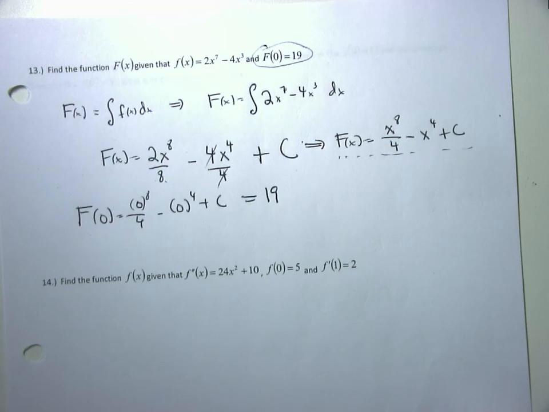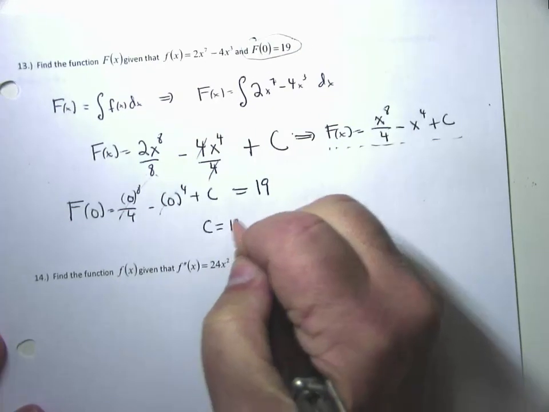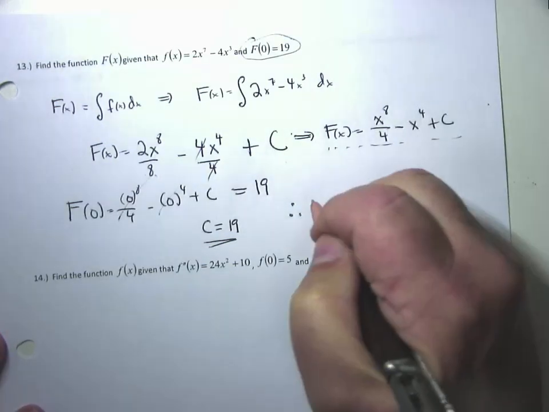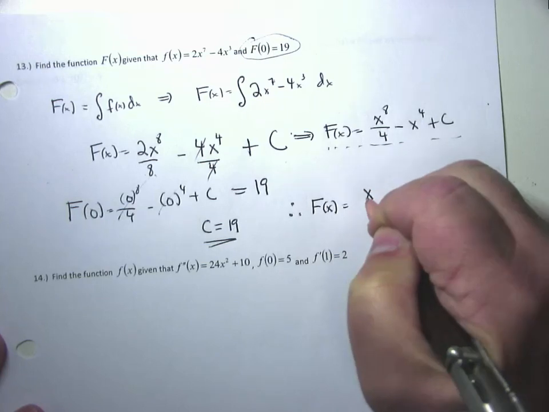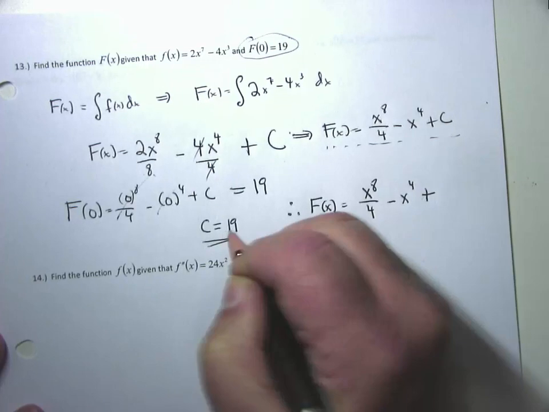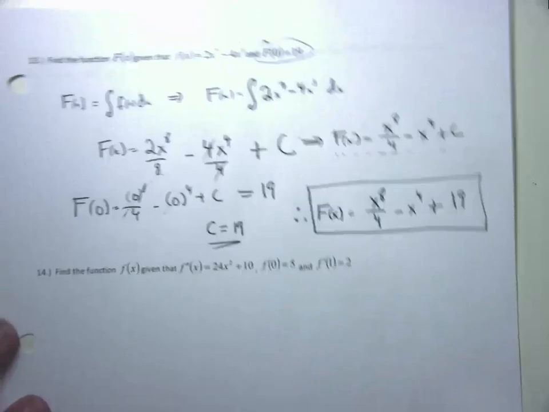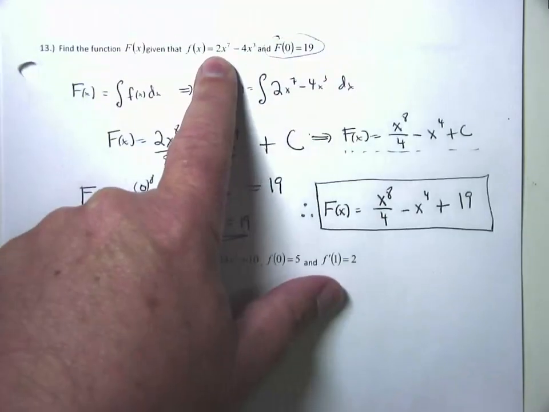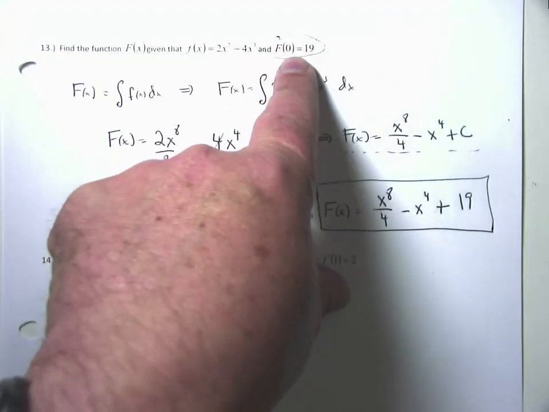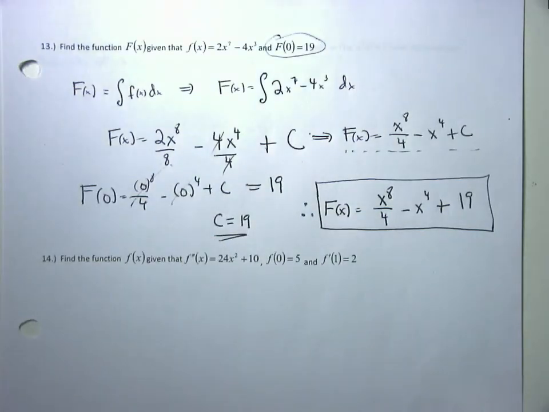Okay? Well, this one's nice because 0 to any power is 0. That goes away, minus 0 that goes away. This pretty much tells me c equals 19. Therefore, and three dots in a triangular fashion means therefore, the big function, big F of x, is actually equal to x to the 8th divided by 4 minus x to the 4th plus c, but c is 19 in this problem. And there is the unique function that has this as its derivative, and it goes through this particular point. This initial condition's job is one thing: solve for c at the end of the problem, so you know what the specific function is.